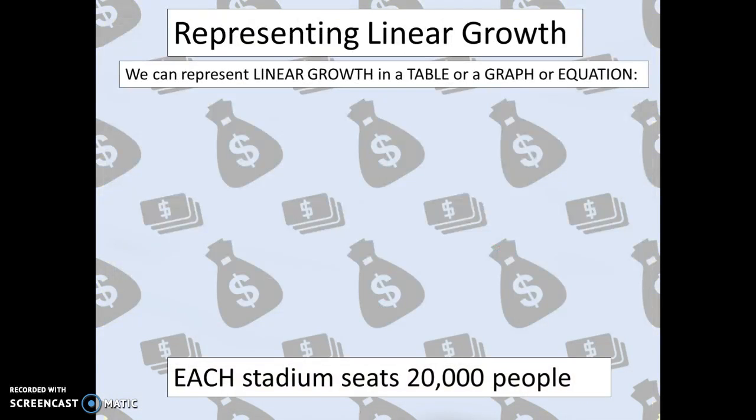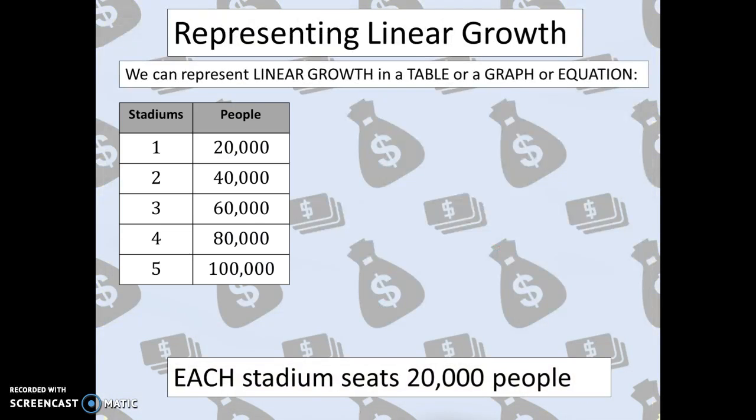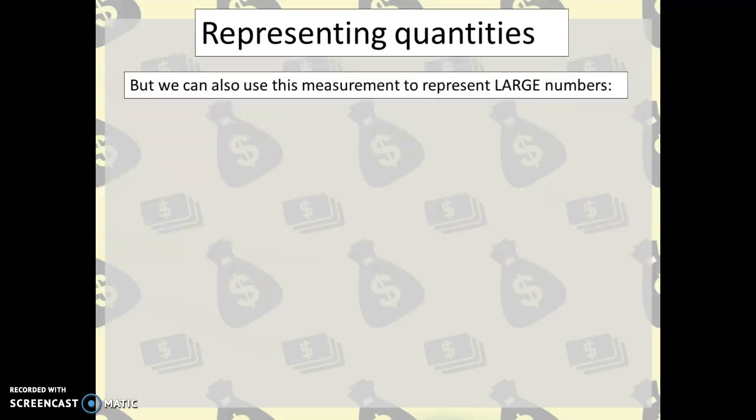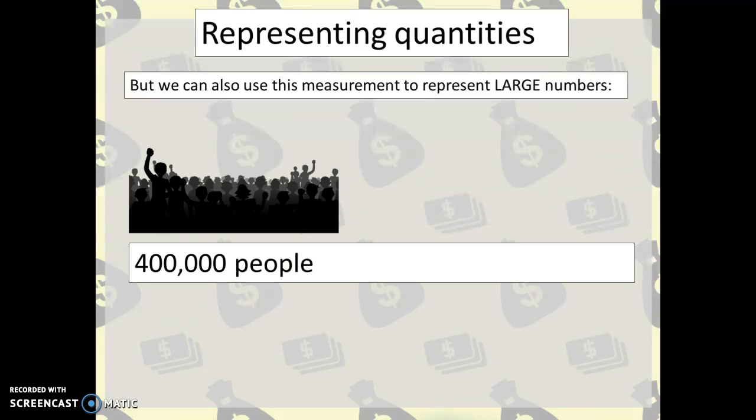Now, you might say, wait a minute, linear growth, I remember that being represented with numbers in a table, or a graph, or even an equation, y equals mx plus b. These are all accurate ways to represent linear growth as well. And we will see these. Moving forward, we'll be able to represent linear growth in all these different ways. But right now, I want to use linear growth to just represent a large number, 400,000 people.